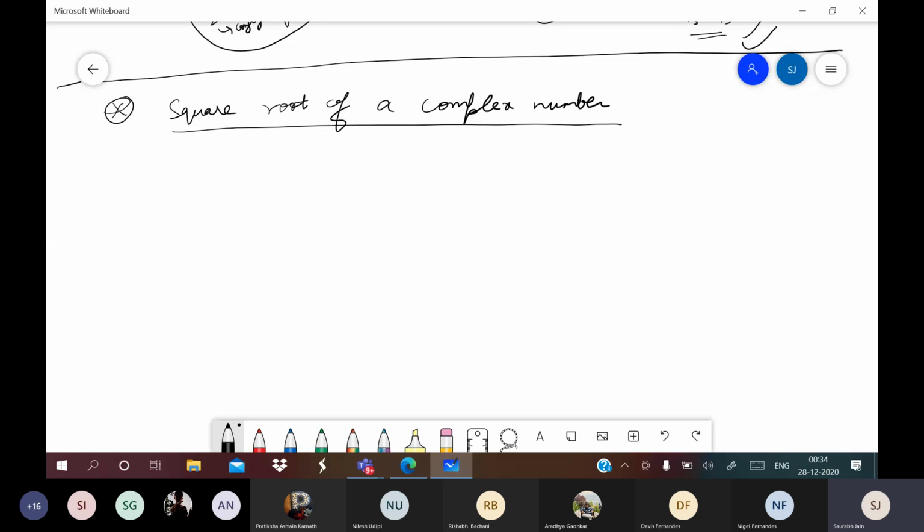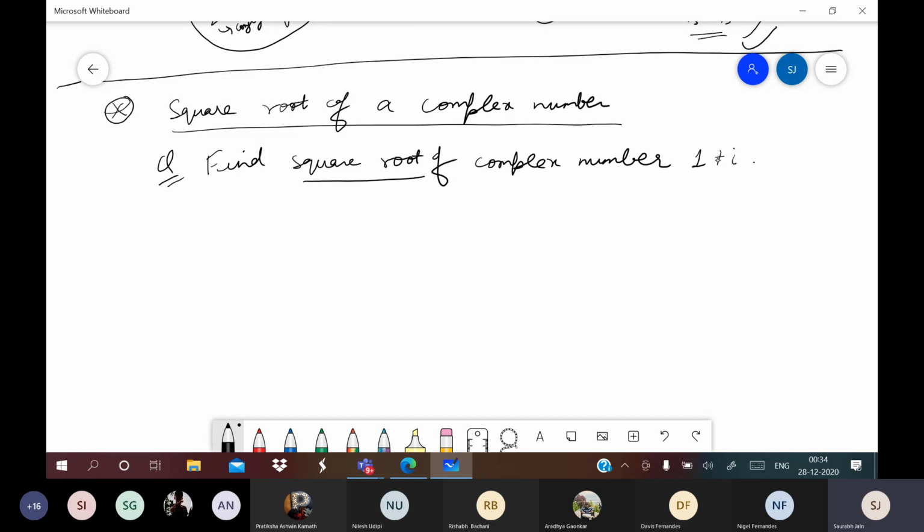You will be asked to find the square root of a complex number. So there is no theory as such. We'll start with a question, I'll be giving you one question, and on the basis of that, we try to understand this concept. Listen very carefully. So the question may come like: find the square root of the complex number 1 plus iota. You have to find its square root.